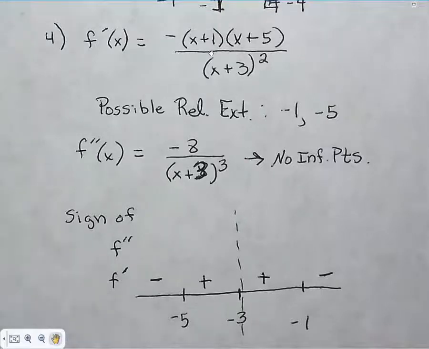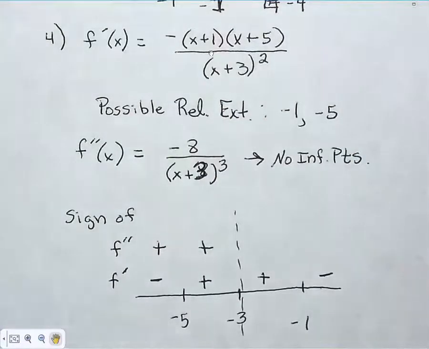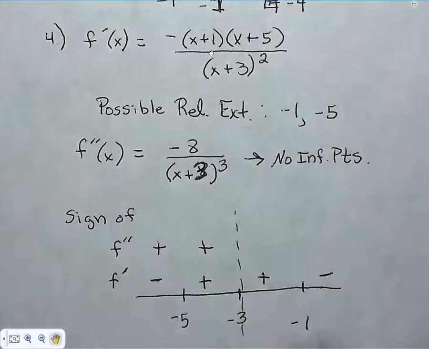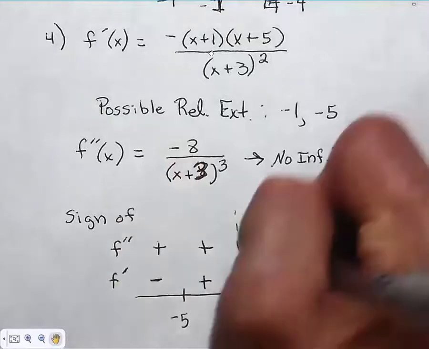Let's do the same thing for the second derivative. I really don't have to use 4 test points here. I can see that the second derivative is only going to change signs where? At negative 3. And so if I put in, I could use the negative 5 if I wanted to. If I put in a negative 5, I'd have a negative over a negative would give me a positive. That means positive both sides there. And then what if I put in a negative 2? I'd have a negative over a positive is a negative.